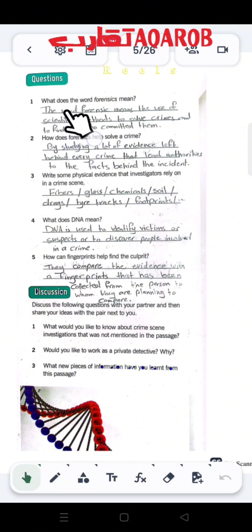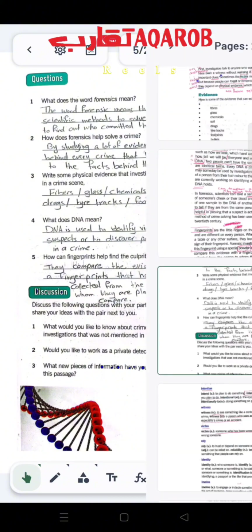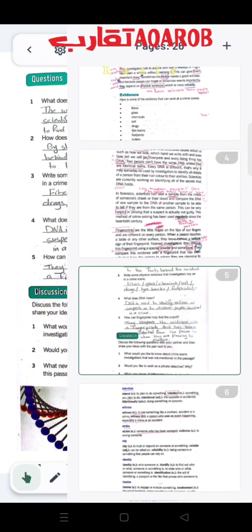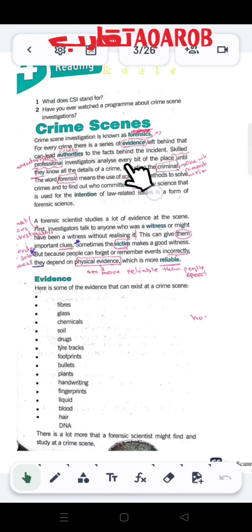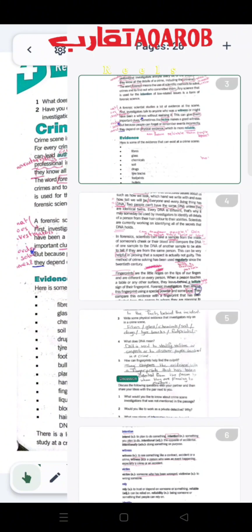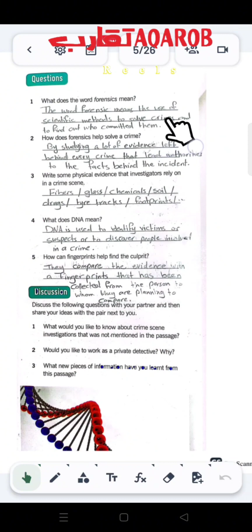So question number 1, what does the word forensics mean? This is the meaning of it from the first paragraph. The word forensic means the use of scientific methods to solve crimes and to find out who committed them. So the answer is, the word forensic means the use of scientific methods to solve crimes and to find out who committed them.